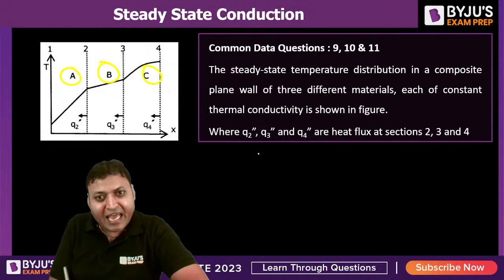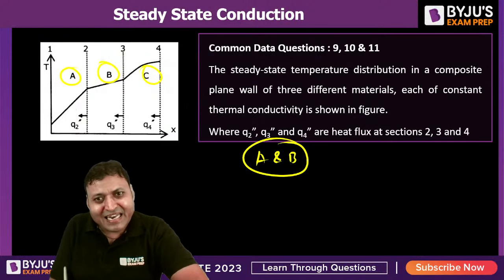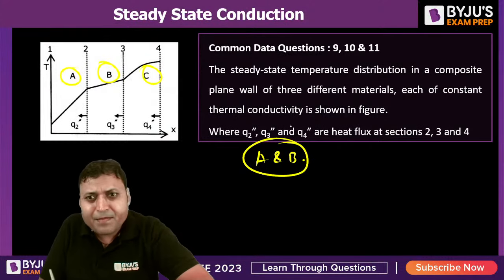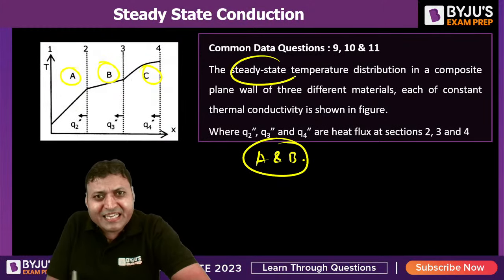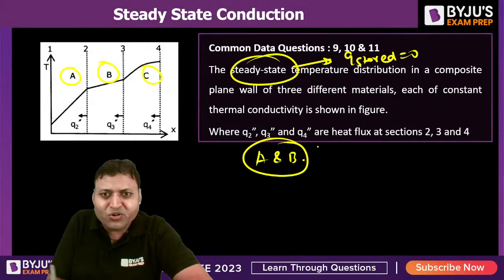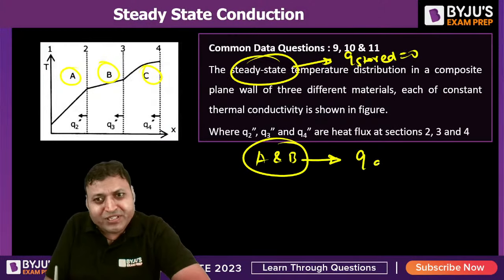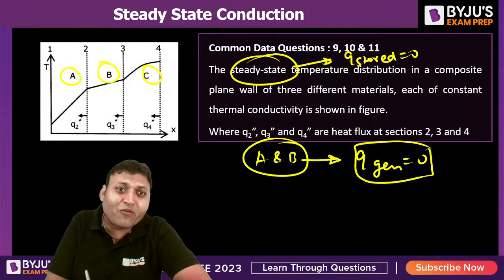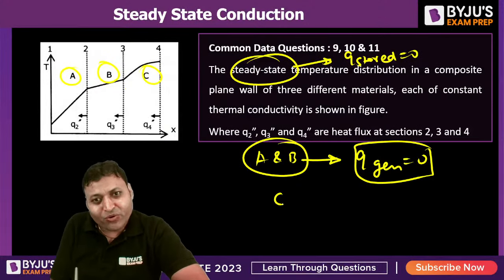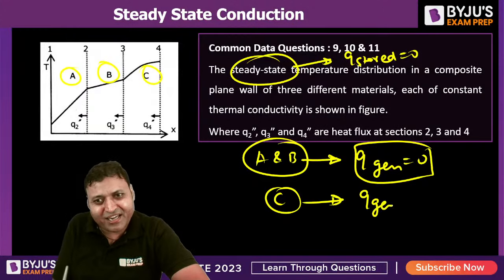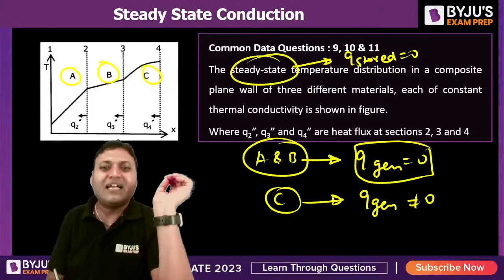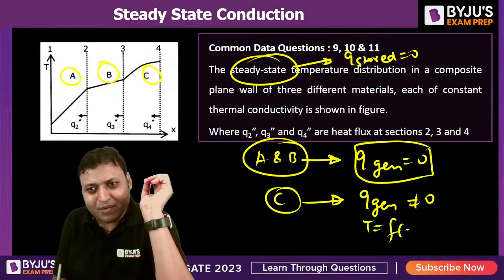It means in A and B, there is neither any heat generation nor any heat storage. It is the steady state, which means there is no heat stored. In A and B, Q generation will also be equal to 0. But if we talk about C, the temperature profile will be a parabola. So in C, there is a heat generation. In material C, there is a heat generation. That is why the temperature profile is a parabola.